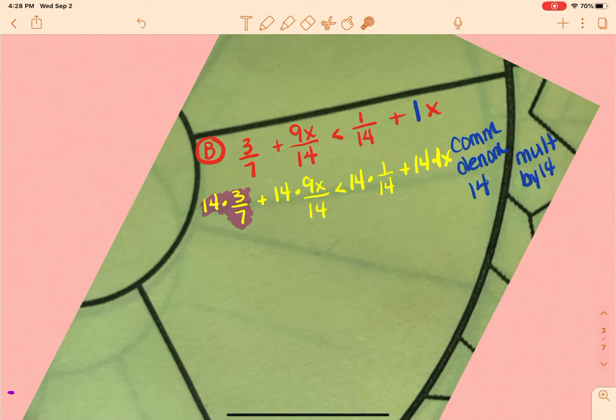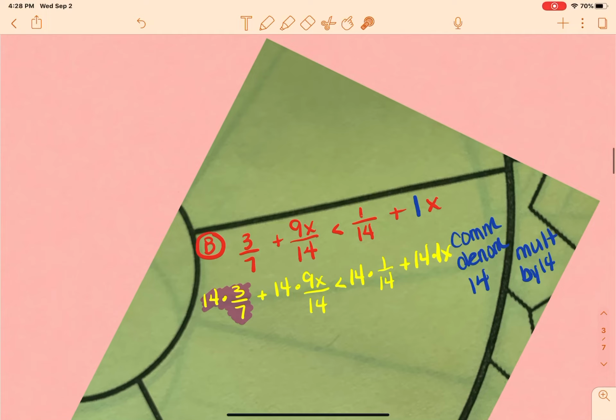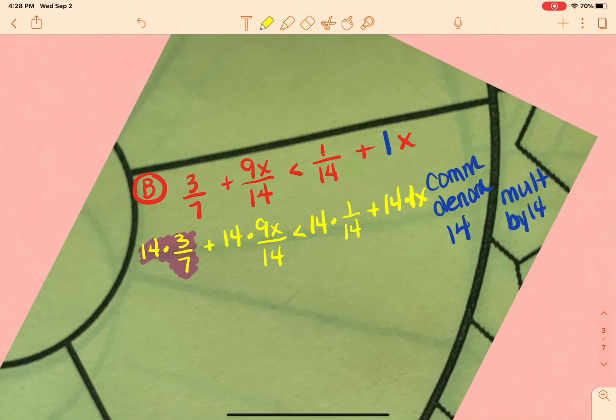So you can go ahead on this one if you want to do 14 times 3. That would be 42. Divided by 7 would be 6. So that's just strictly a number piece. So that part's going to be 6.